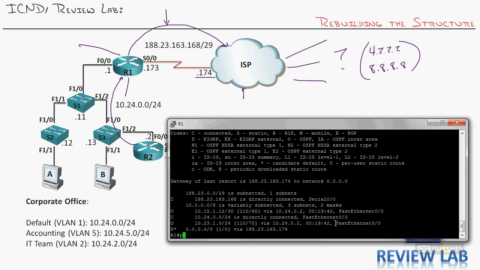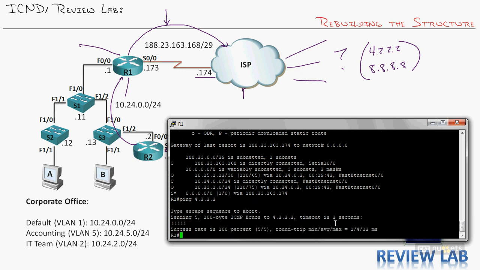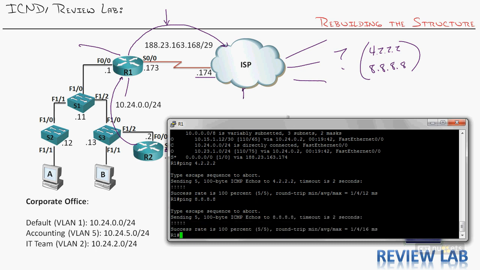So I'm just going to make sure I can ping 4.2.2.2, which is good. That looks good. And 8.8.8.8. And by the way, I've just configured those as loopback interfaces on the ISP router so we can simulate as if we really did have internet access. But if you're trying this on your own, those are the only 2 that will work because it's not the real internet.